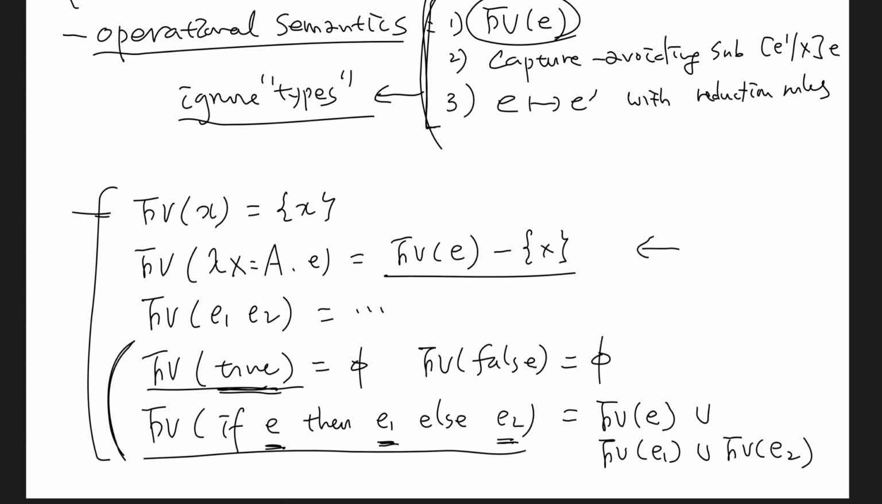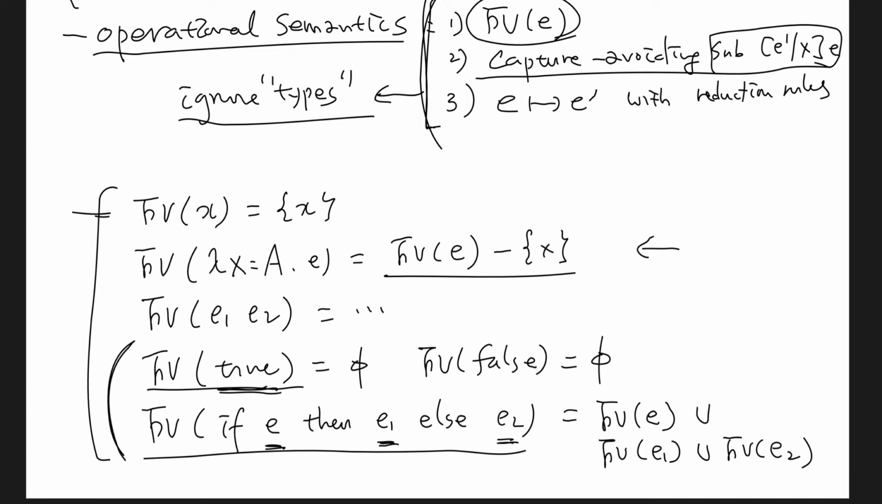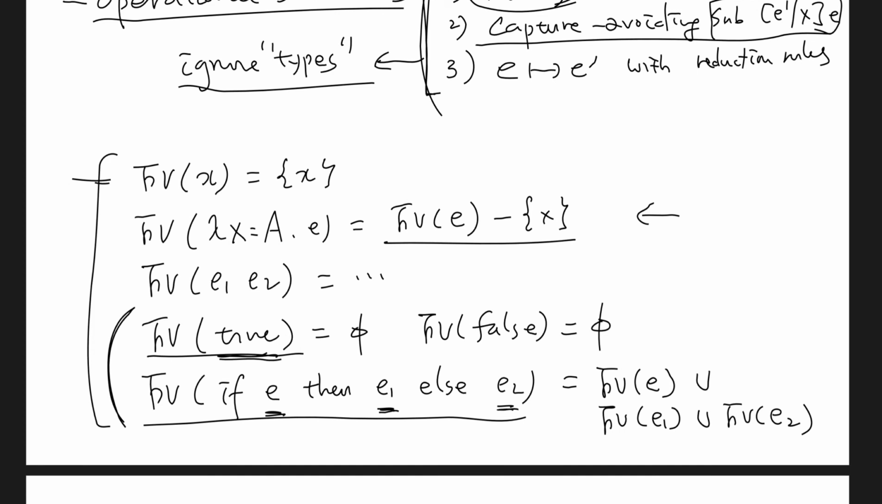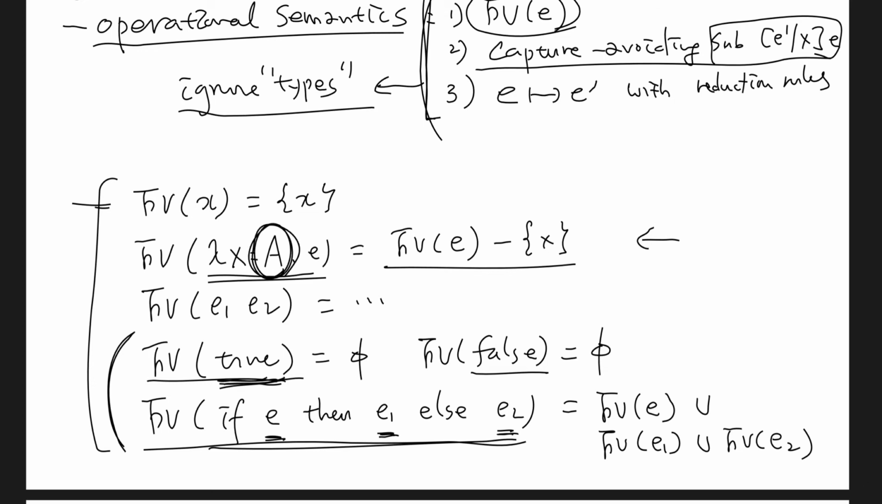Next, we have to define the capture avoiding substitutions. Again, the definition is almost the same as before in untyped lambda calculus, except that we have to provide the three new cases for true, false, and the if then else conditional expression. And for the lambda abstraction, again, the definition is almost the same because you can simply ignore the type annotation. The types do not interfere with the reductions.